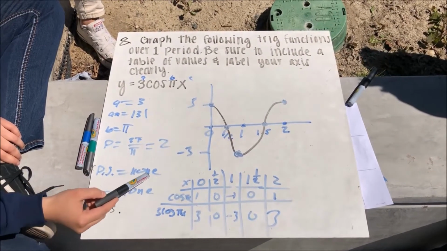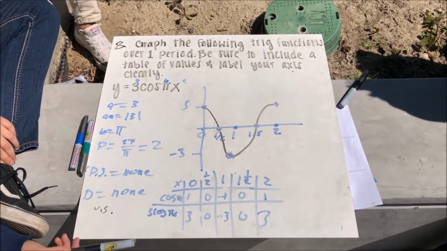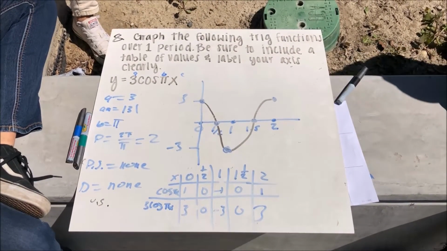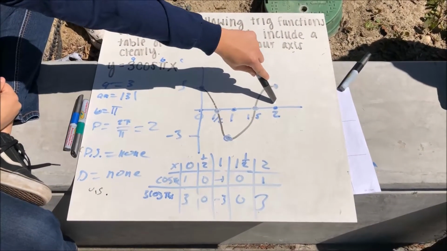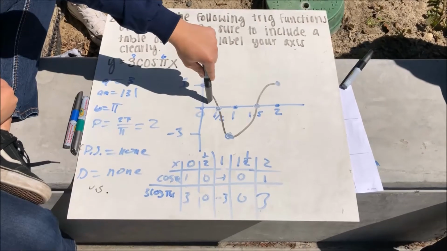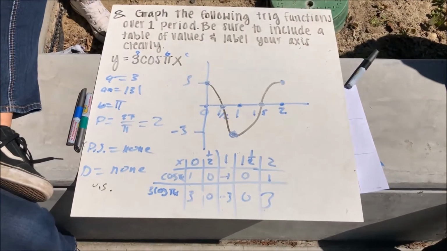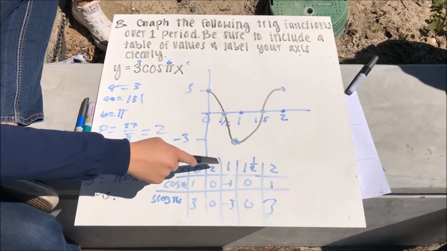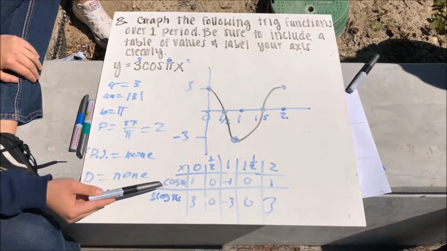And then there's no phase shift, which is your c value, and there's no vertical shift, which is your d value. So what you're going to do is find your five x values. Your period is 2, and between that is 1, and then the second one is 0.5, and then this is 1.5. All right, and then in your table, you're going to put down x: 0, 0.5, 1, 1 and 1/2, and then 2, and then you're going to find the cosine of the value.